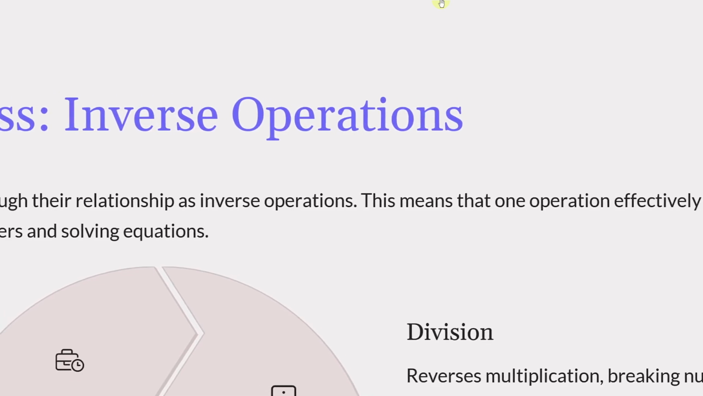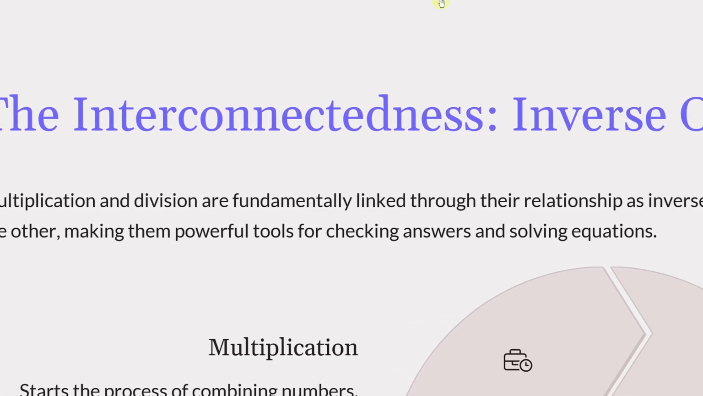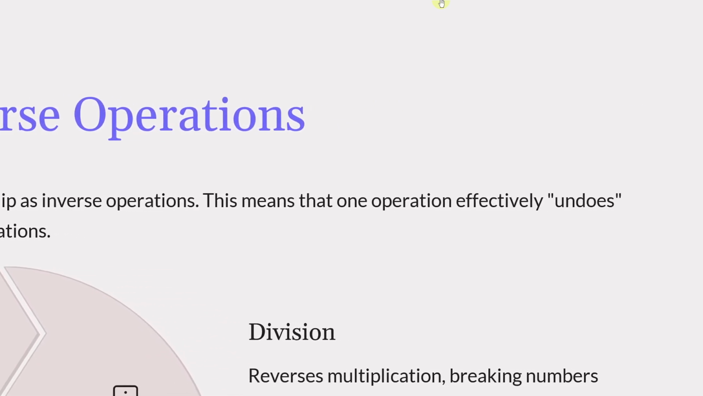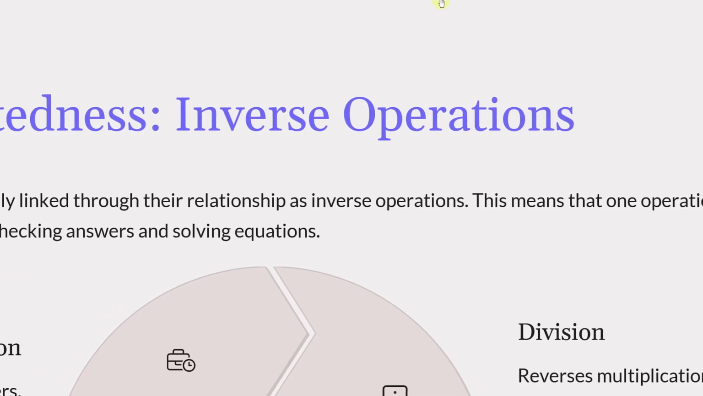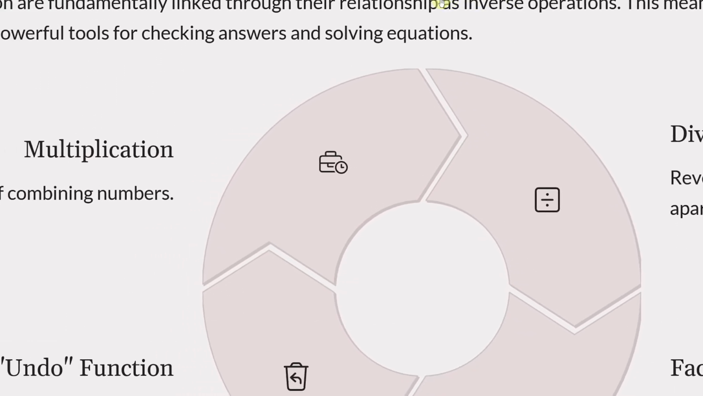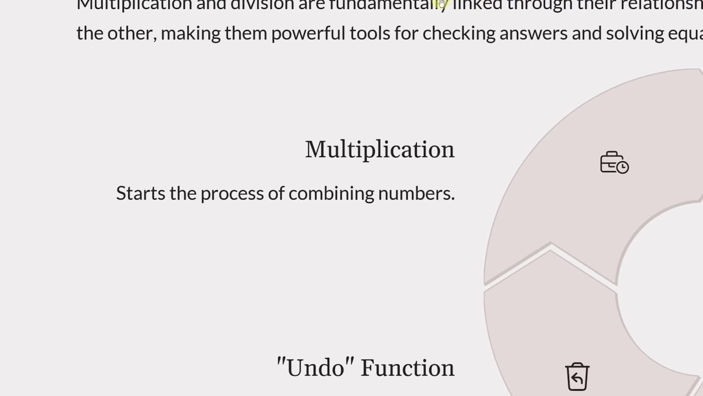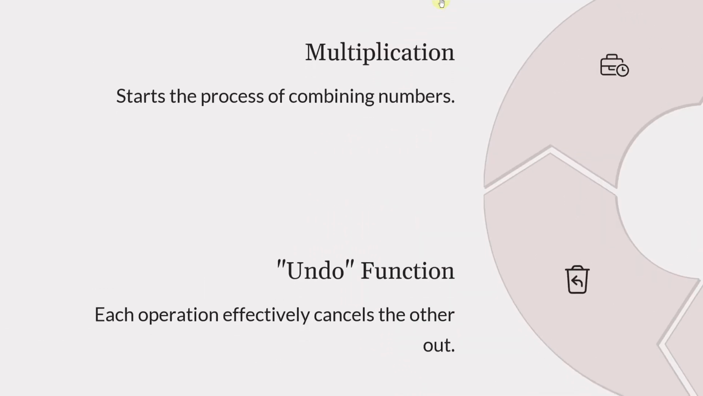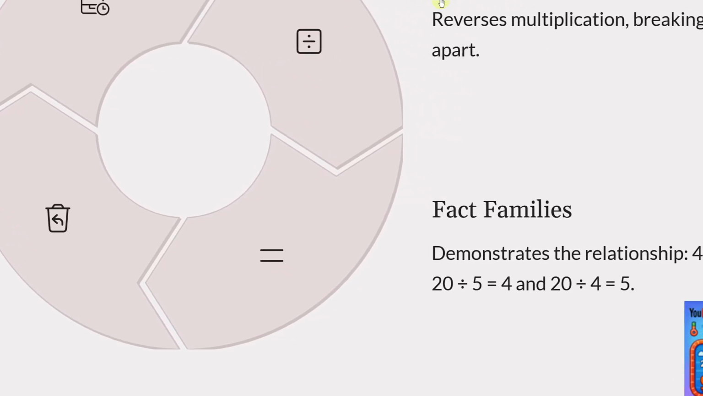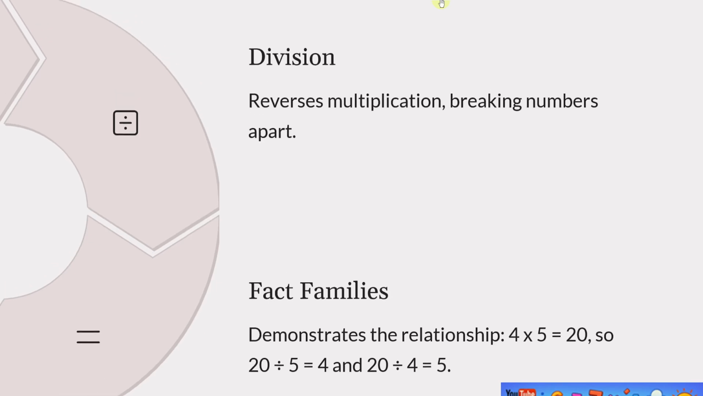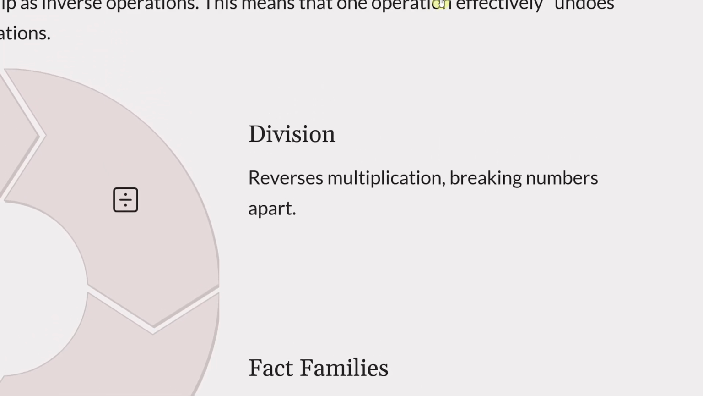Interconnectedness: inverse operations. Multiplication and division are linked through their relationship as inverse operations. Using one operation instantly undoes the other, making them powerful tools for checking and solving equations. Multiplication starts the process of combining, and division undoes it. Each operation effectively cancels the other out. Factors demonstrate the relationship: 4 times 5 equals 20, so 20 divided by 5 equals 4, and 20 divided by 4 equals 5. Division reverses multiplication.